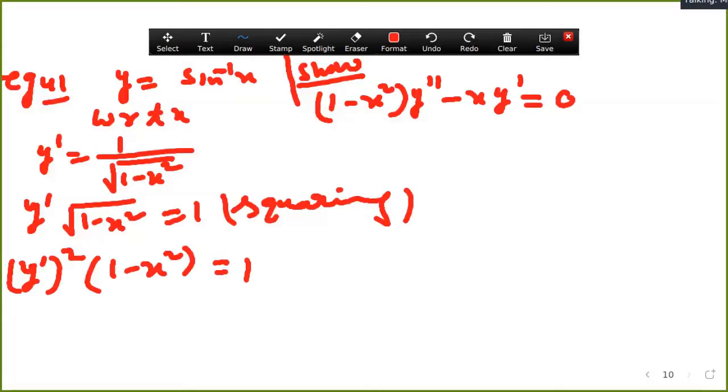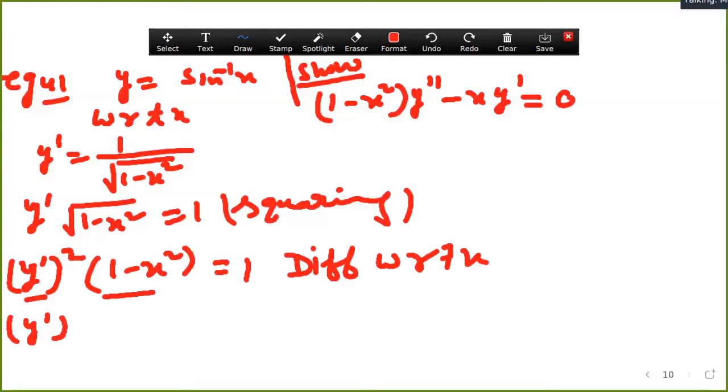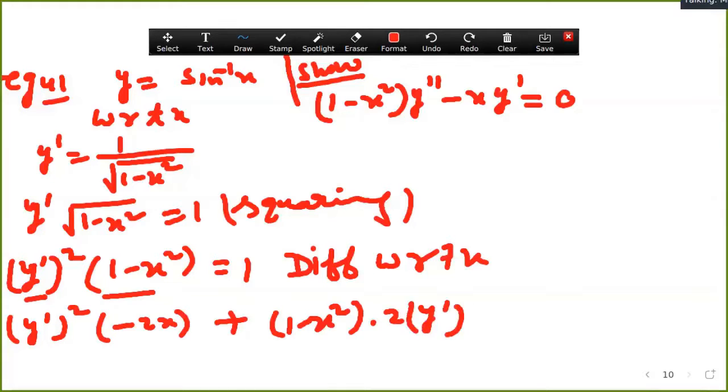Okay. Now differentiate the function by applying the product rule, differentiating with respect to x. What will you get? y dash square as it is, the derivative of 1 minus x square is minus 2x, plus 1 minus x square as it is into 2 times y dash, and the derivative of y dash is y double dash, equal to 0.